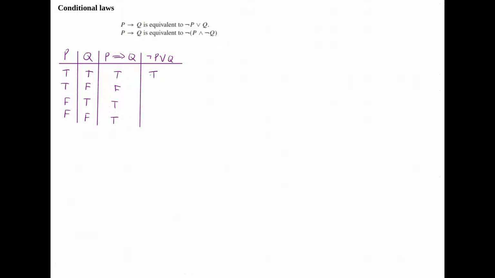But then not P in the second row, that's false and Q is false. So we will have false in that entry. But then for the third row, we have Q is true, so this is true. And in the last row, we have P is false, and so not P is true, and so this is true. And now the truth tables are equal, and so we can deduce that in fact P implies Q is equivalent to not P or Q.